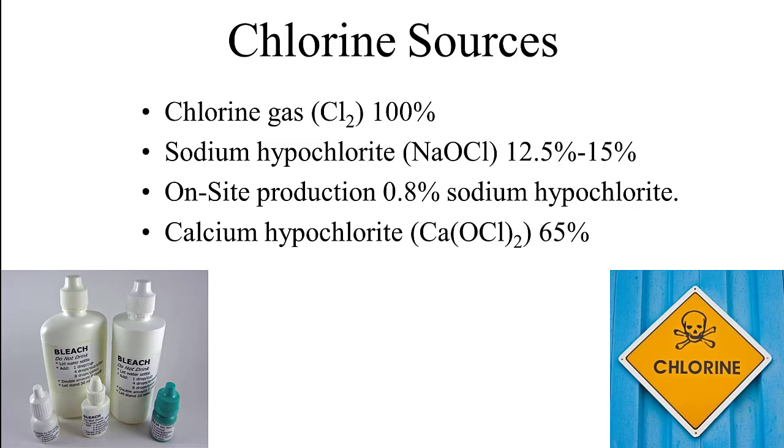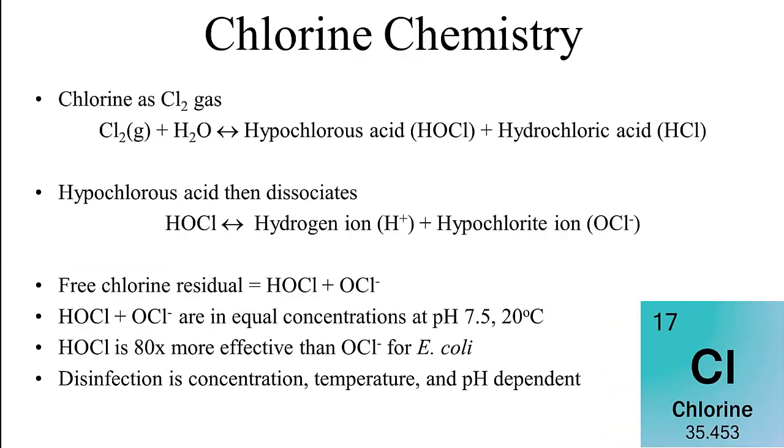Calcium hypochlorite is a solid and usually 65% available chlorine, and is used at wastewater plants and in swimming pools. Because it is solid, it is more difficult to control the dose compared to feeding a liquid or a gas. When chlorine gas or sodium hypochlorite is added to the water, the chemistry is the same.